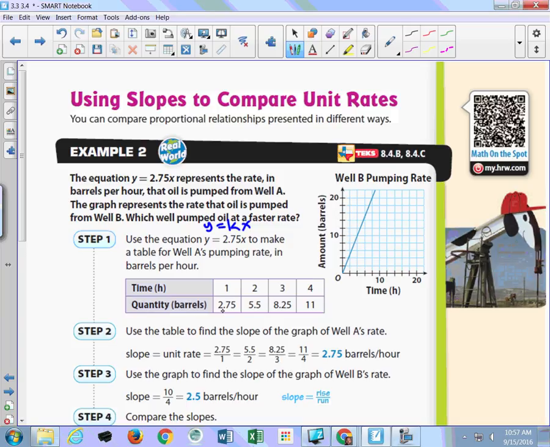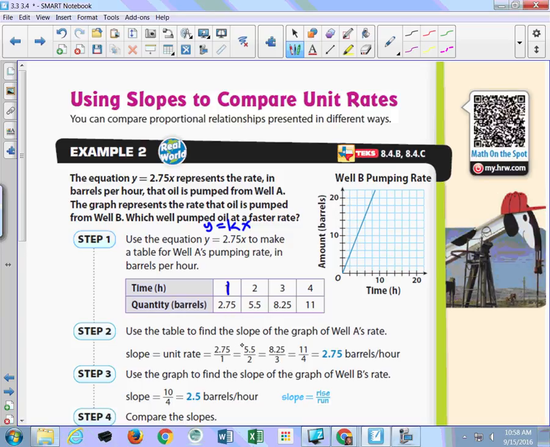Okay, so if I look at this, it says use the equation y to make a table. All they did was plug 1 in for x and multiply. You get the same thing. 2 times 2.75 is 5.5. 3 and 4 and so on. Okay, so that gives me a table to look at.